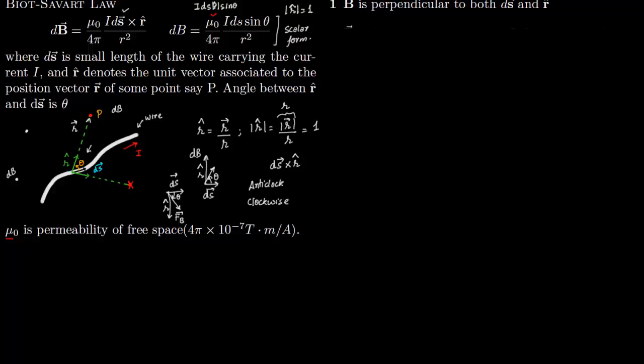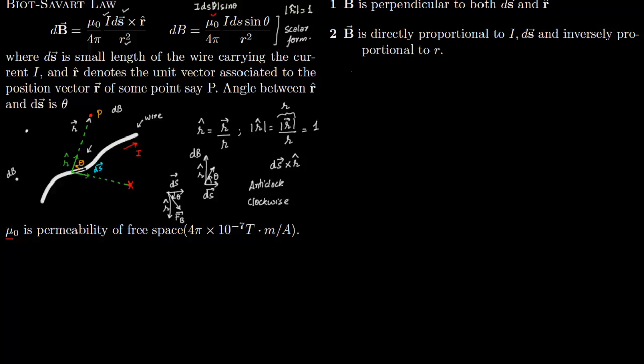So the first property is that this B vector is perpendicular to both ds vector and r hat. That is because this comes from a cross product. The result of the cross product is always perpendicular to the two vectors whose cross product you have taken. Second, B vector is directly proportional to the current, and inversely proportional to the distance. If there is more current flowing through the wire, you will have more magnetic field at P, and if P is farther from the wire, you have less magnetic field at P.